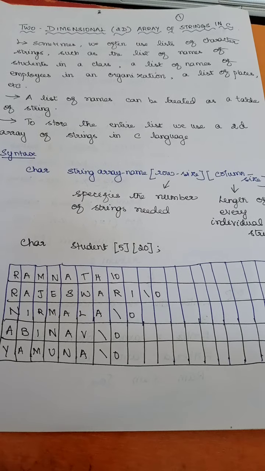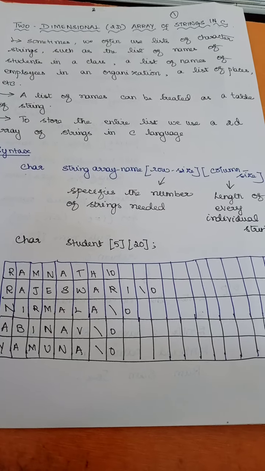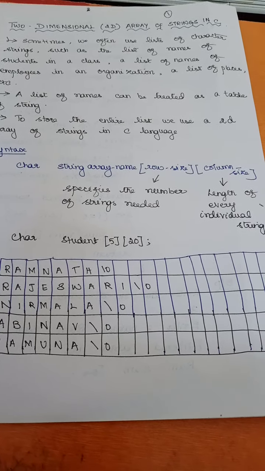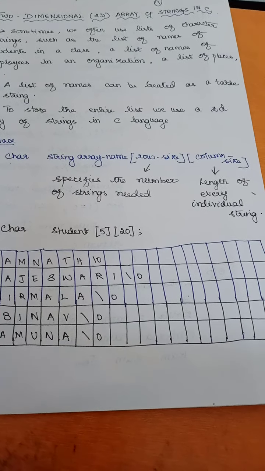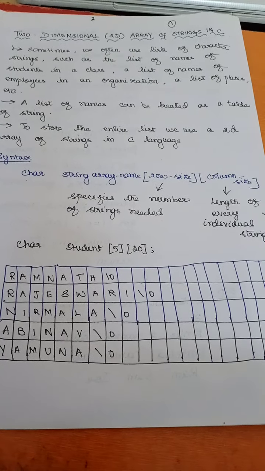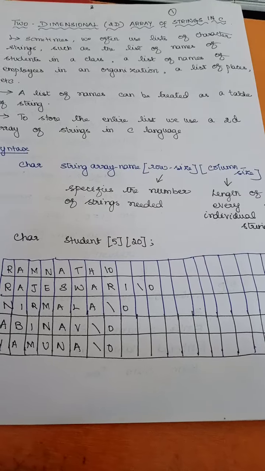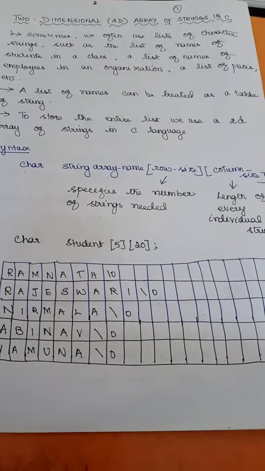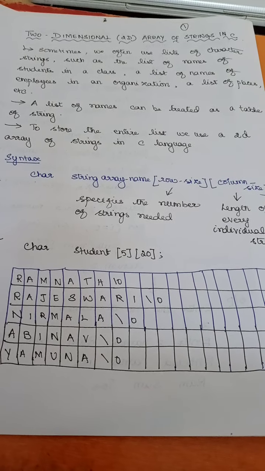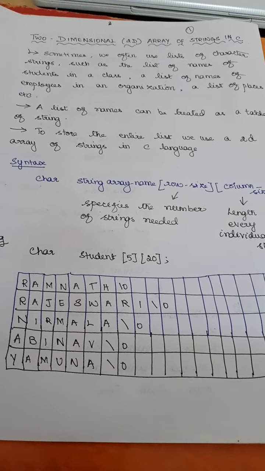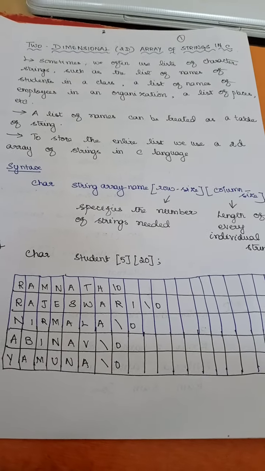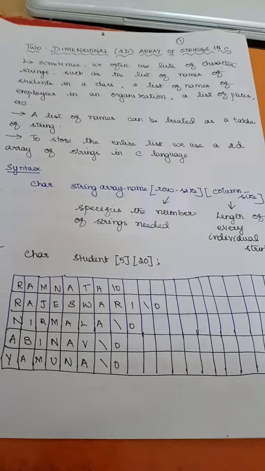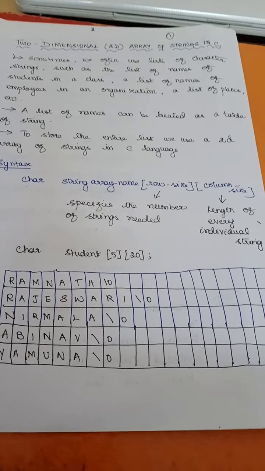That means we have seen only char str[100], which is a single-dimensional character array, right? If I want to have a two-dimensional character array, what is its purpose? For example, in your class you have 38 students. For 38 students, I want to store the names of all 38 students. In that case, what do I have to do?